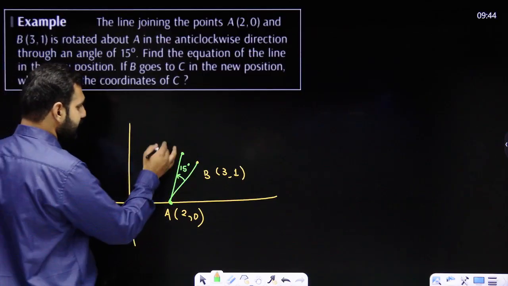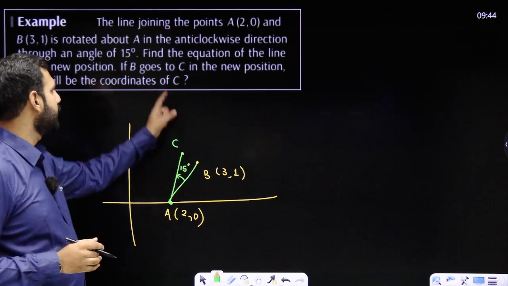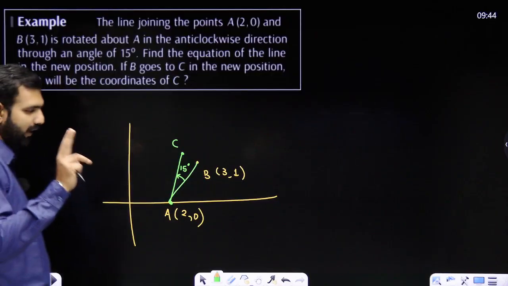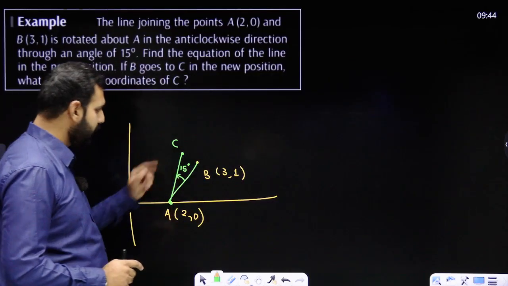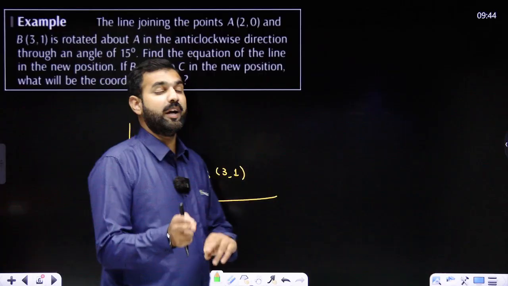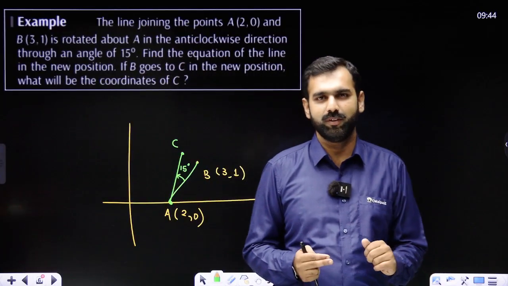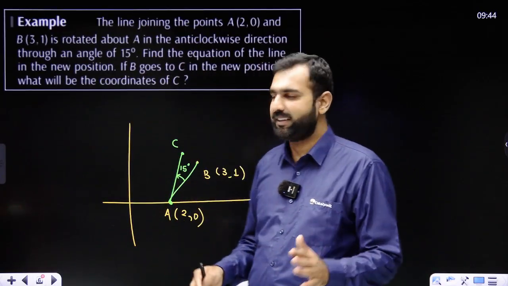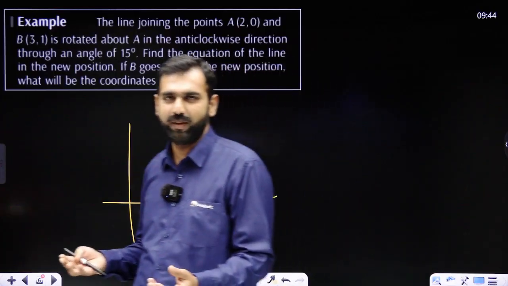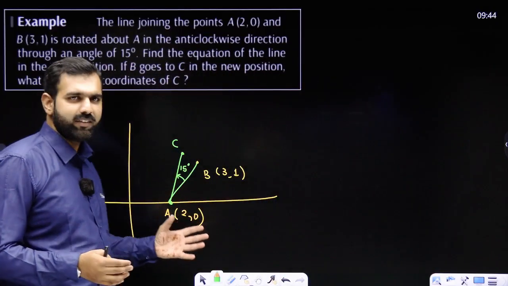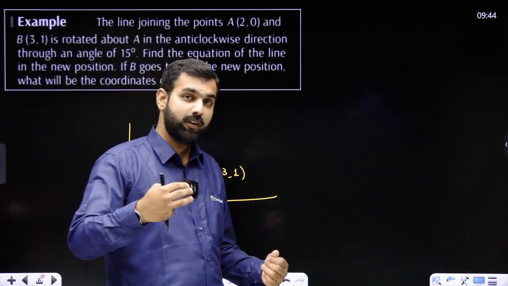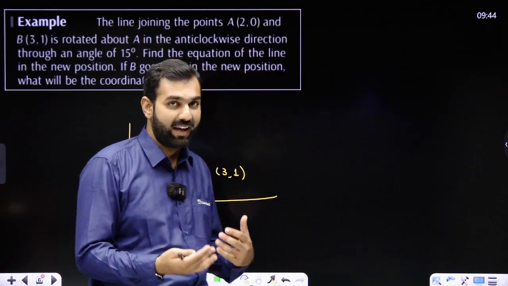So first of all, let's say that this point is C, which is also said by the question: if B goes to C in the new position, what will be the coordinates of C? So you need to find two things. A, coordinates of C. B, equation of the line AC. Now, some of you who have studied the chapter complex numbers would be desperately wanting to say, sir, use the rotation formula or the Coney method. Basically, both are the same versions. So try and use that and you'll get the answer very quickly. Trust me, in this particular question, it will make it even more cumbersome and problematic.